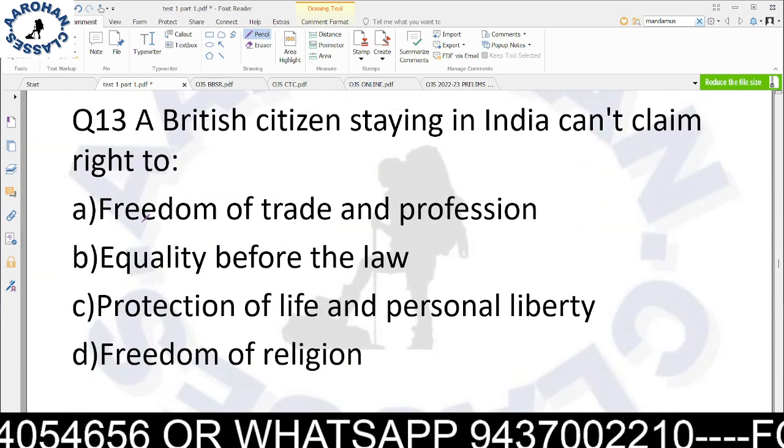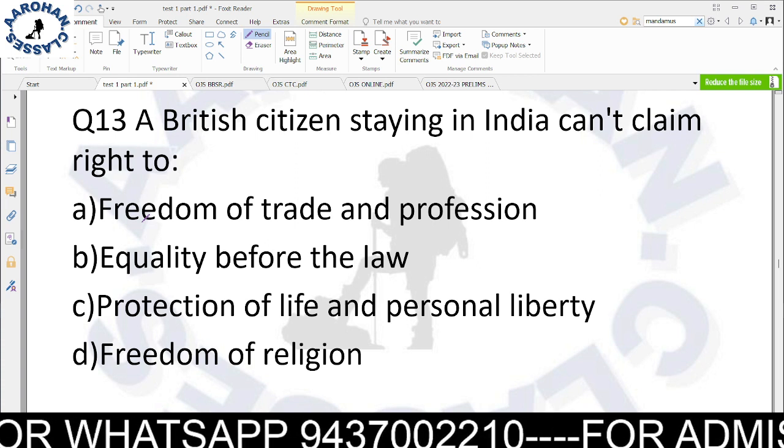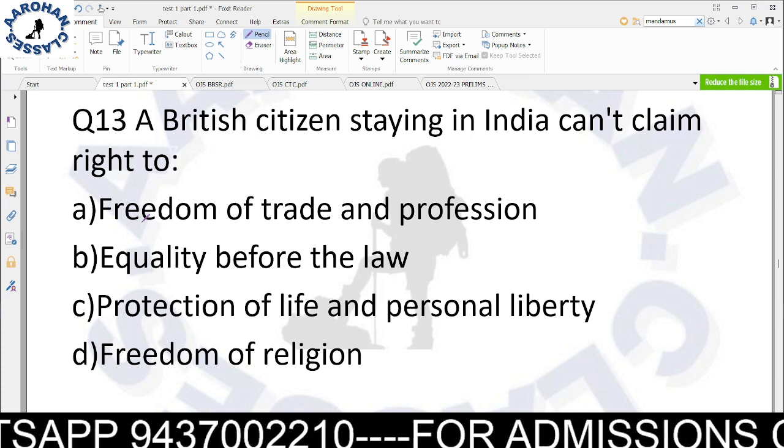Next, coming to question 13, a British citizen staying in India cannot claim right to which of the following?